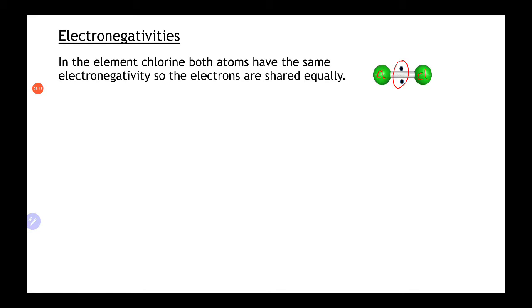Remember, in a covalent bond, what you've actually got is your positive nucleus, which is holding these electrons in place. This is important when we're looking at elements with a higher electronegativity.